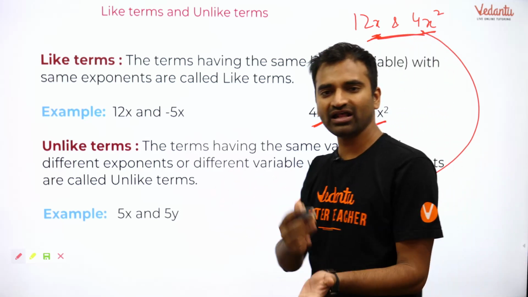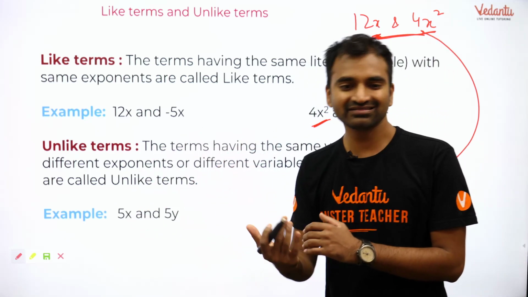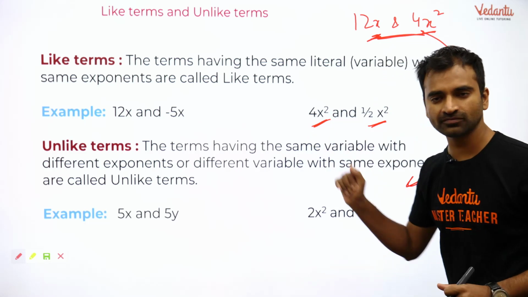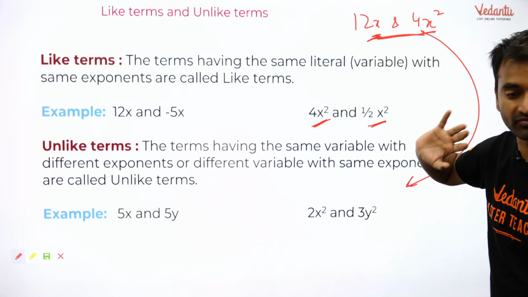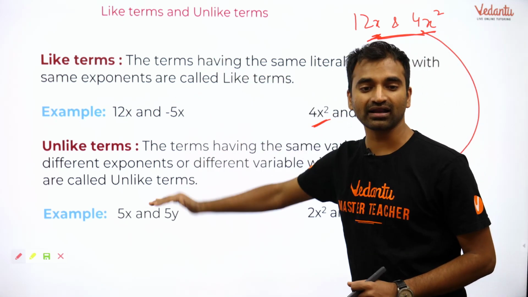I will get 12 plus minus 5, which is 7x. Similarly, I can do this, right? But I can't do the same thing with this one. I can't add or subtract these terms. So that is what we mean by like and unlike terms.